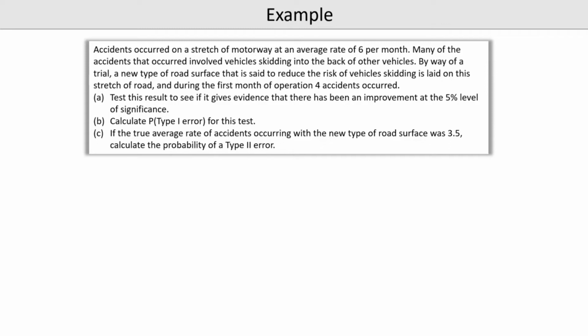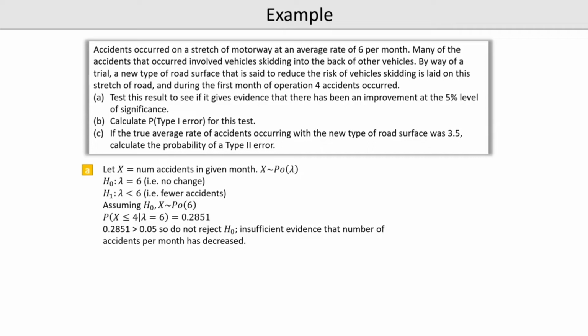During the first month of operation, 4 accidents occurred. We're asked to test to see if this gives evidence that there's been an improvement at the 5% level of significance. So this is a standard Poisson hypothesis test. We'll set out our parameter. X is the number of accidents in any month. Lambda equals 6 is the null hypothesis. Lambda is less than 6, there have been fewer accidents, is the alternate hypothesis.